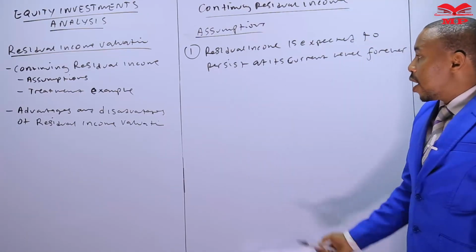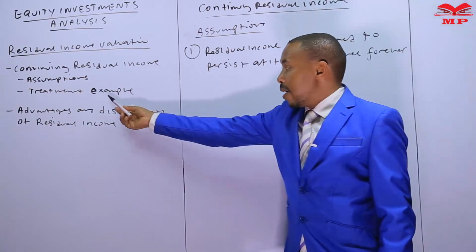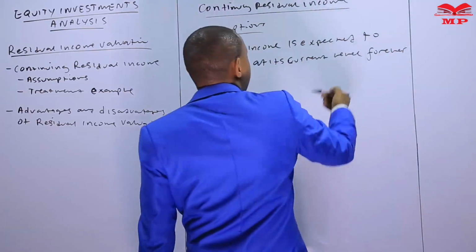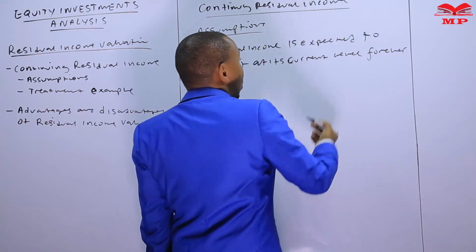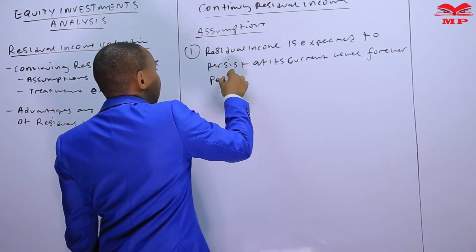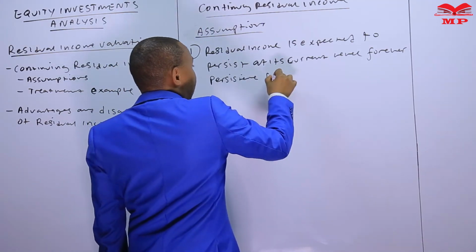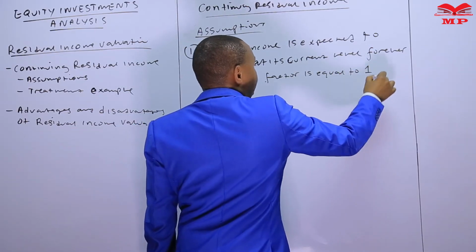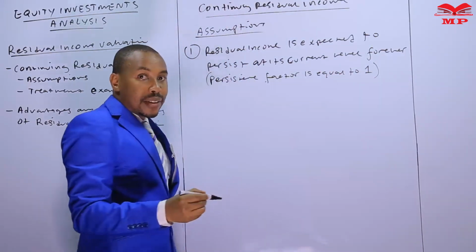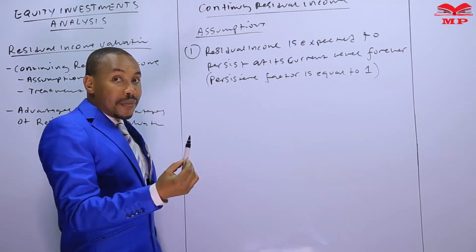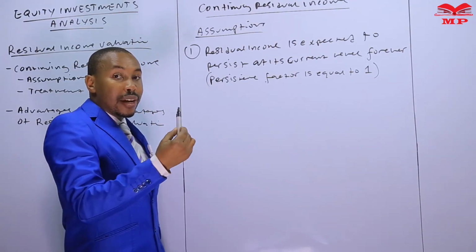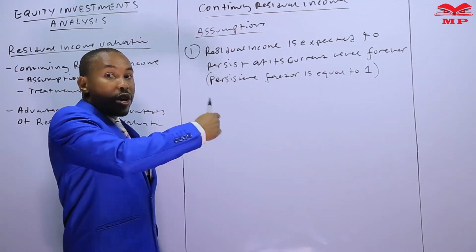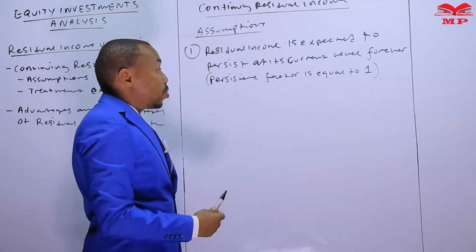We will shortly look at the treatment right over here, and then we'll also look at an example there. So we will be able to assume that the persistence factor is equal to 1. The persistence factor, I repeat again, is the assumption that the present value of future residual income will continue like that into the future.